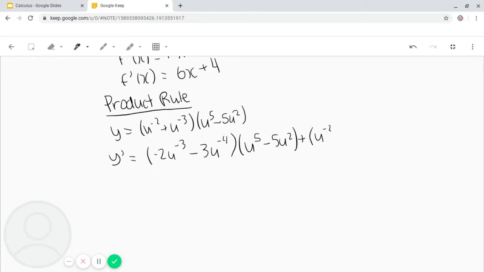So u to the negative 2 plus u to the negative 3, and then the derivative of the second function. So bring that 5 down, u, 5 minus 1 is 4, minus, bring that 2 down, 2 times 5 is 10, and then u, 2 minus 1 is just 1, so we can leave it like that.